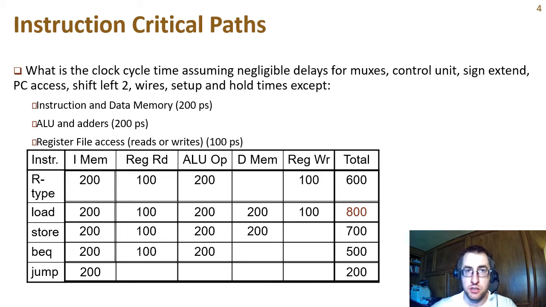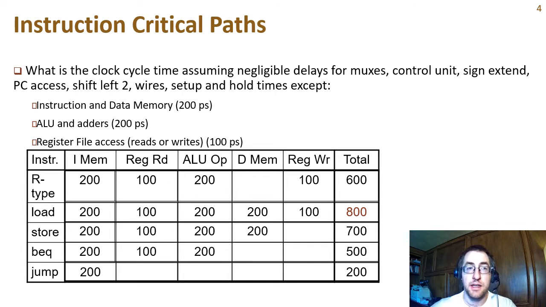So an R-type instruction accesses the instruction memory, reads from the register file, does some ALU operation, it does not access data memory, and then it writes to the register file. So the total time under these assumptions that an R-type instruction takes to complete through the processor is 600 picoseconds.